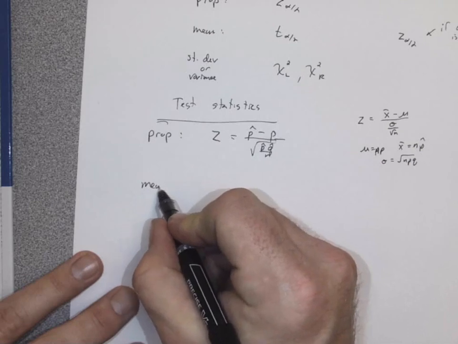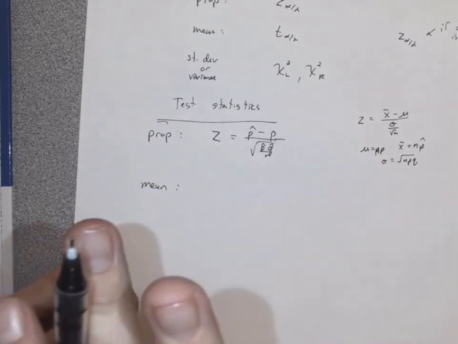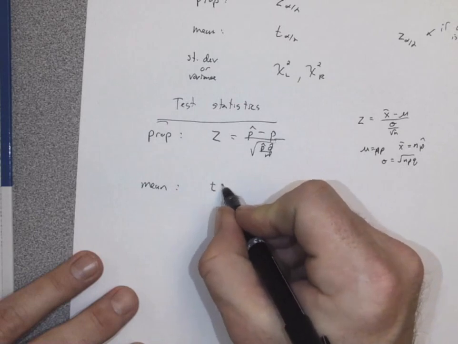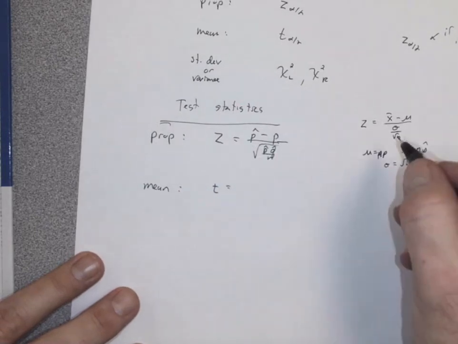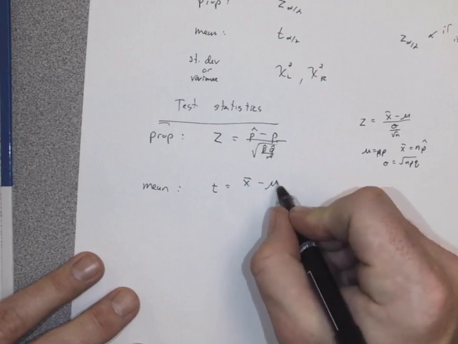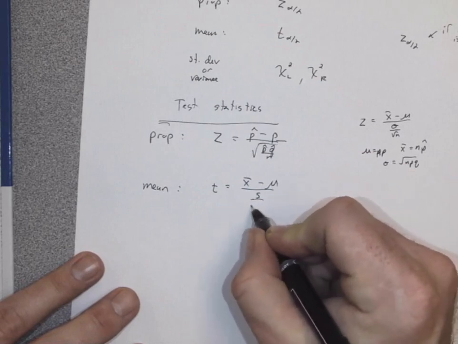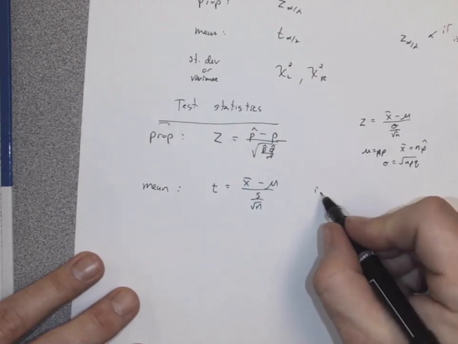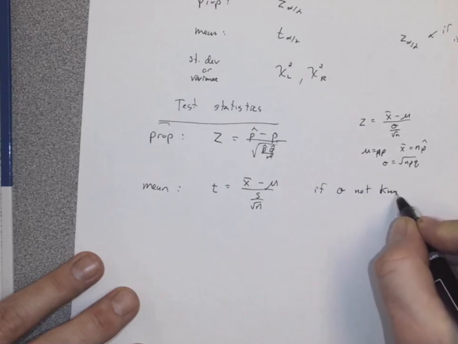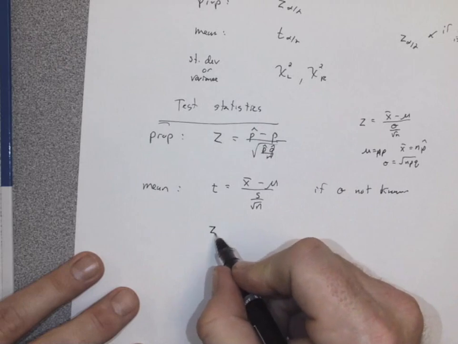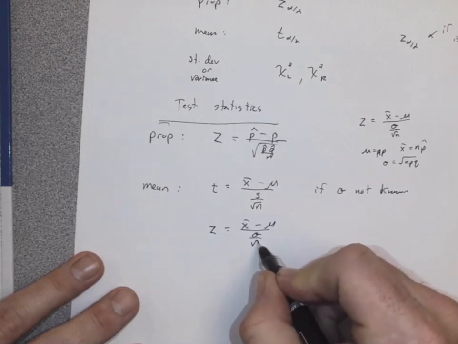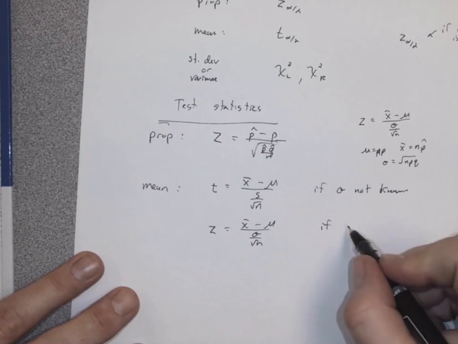Now for a mean, more often than not, we use a t distribution. Your t is very similar to this thing right here: x bar minus mu all over s divided by the square root of n. Now this is if sigma is not known. And if sigma is known, we'll use a z-score, which is going to be x bar minus mu all over sigma divided by the square root of n.